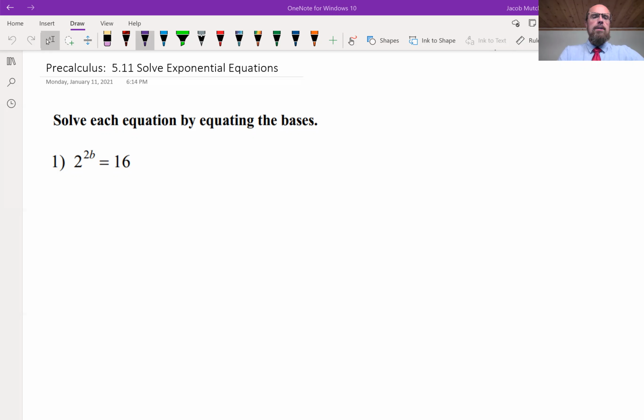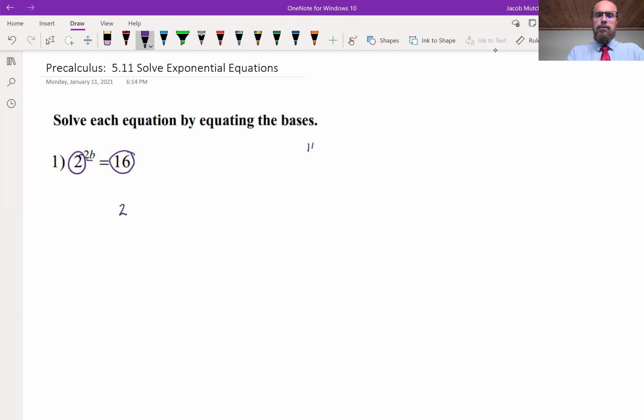One strategy to solve an exponential equation is to make the bases the same on each side. So as I look at my two bases, I have base 2 on the left, and it actually has a power, the power of 2b. On the right side, I don't have any power, but I have a base 16. So when I consider my two bases, the smaller of the two is the 2. So I want to think, can I write 16 as 2 to some power?